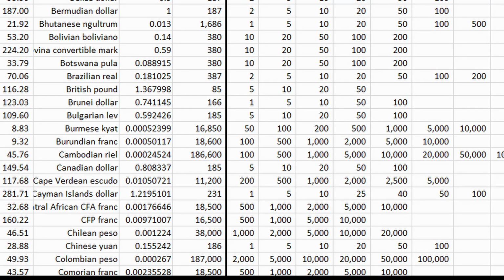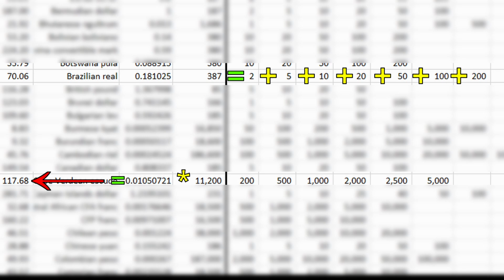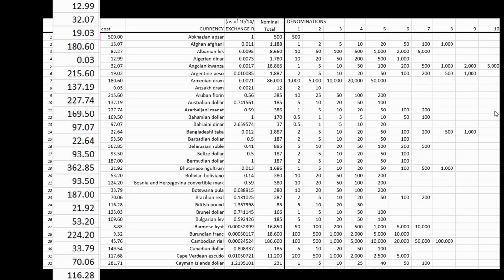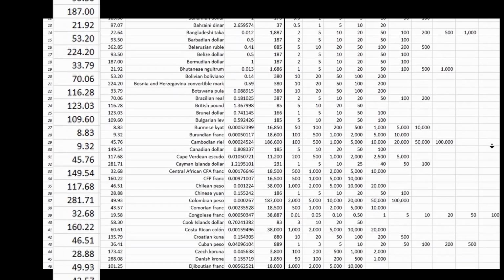Once I had entered all of the exchange rates, I took the denominations of a given currency, added them all up, and then multiplied that by the exchange rate. This would tell me how much it cost to get one of every banknote of that currency. After doing that for each currency, I added up all of those totals, and then I finally had the answer to my stupid question.